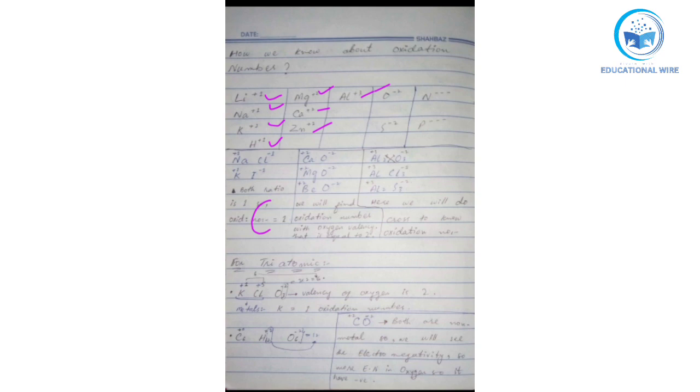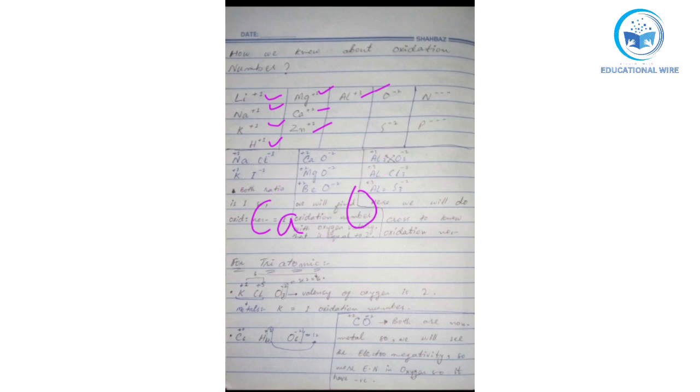Now let's suppose we are having CaO. Okay, now how will we find this oxidation number? We will find it with the oxygen. We know that the valency of oxygen is 2. When the valency of oxygen is 2, we'll cross multiply it, so it means calcium has +2 and oxygen, having a valency of 2, is -2. So this is the oxidation number of oxygen, and this is the oxidation number of calcium.